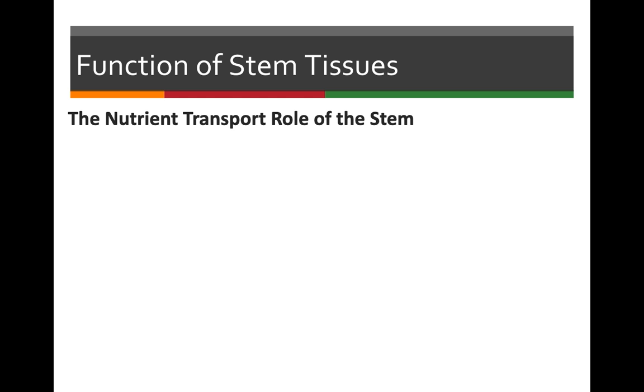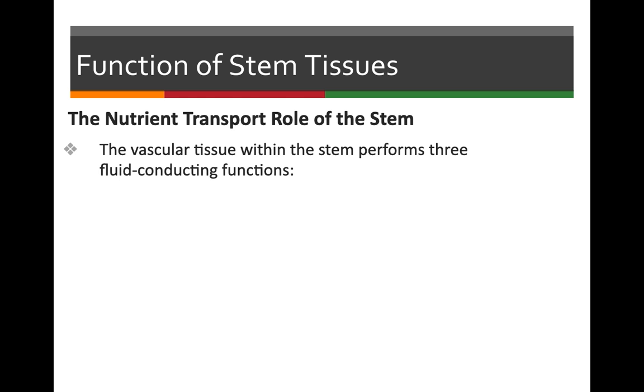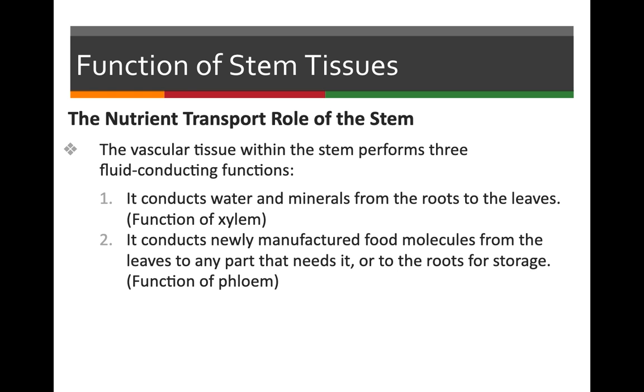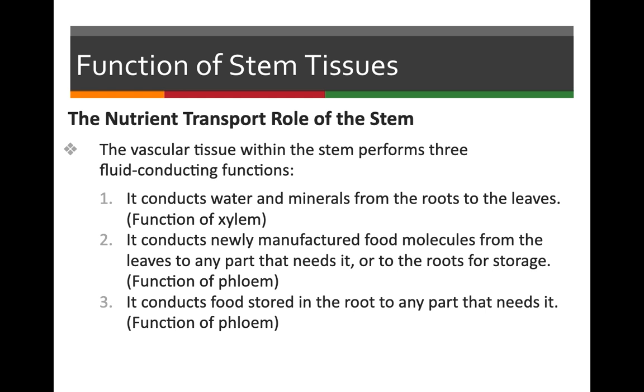Now moving on to the nutrient transport role of the stem. The vascular tissue within the stem has three main fluid conducting functions. It's going to conduct water and minerals from the roots up to the leaves, and that's carried out by the xylem. It's going to conduct any newly manufactured food molecules that are being made in the leaves. It's going to conduct those to any part that needs it, or it'll conduct them to the roots so they can be stored, and that's a function of phloem. And that food that's stored in the root, the stem will conduct that food to any part of the plant that needs it, and that's also a function of phloem.